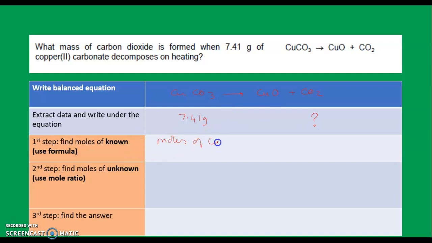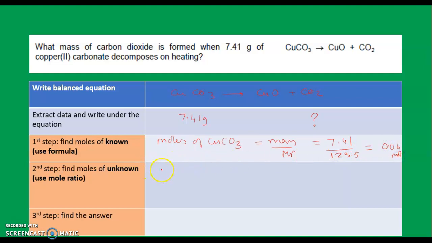Do the first step, moles of known. Known is the one for which the data is given, which is copper carbonate. Moles is equal to mass over Mr. So the mass is 7.41. Molecular mass of copper carbonate you would find out. So you'd add the atomic masses of each element, and that would work out as 123.5, and that would come as 0.06 mole.